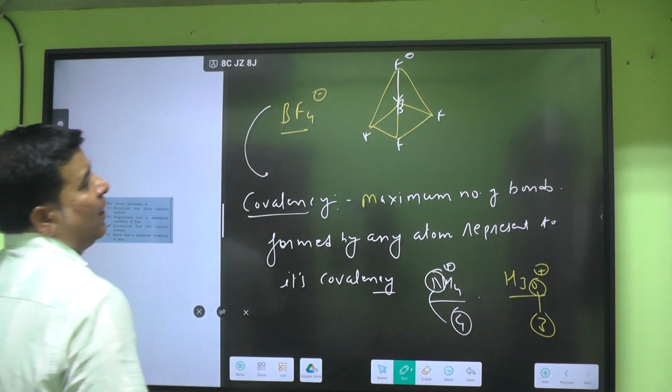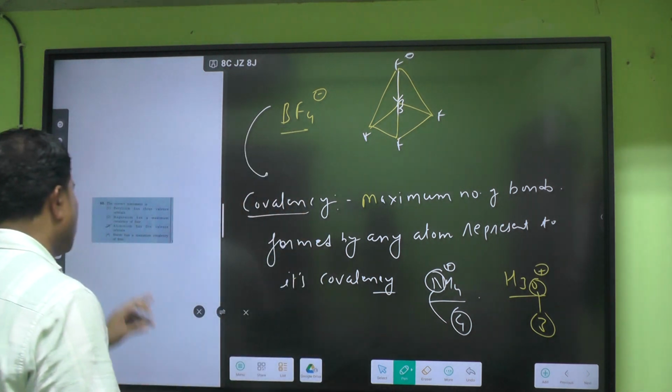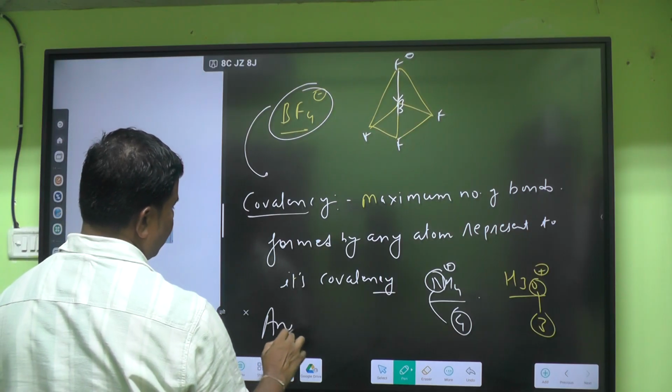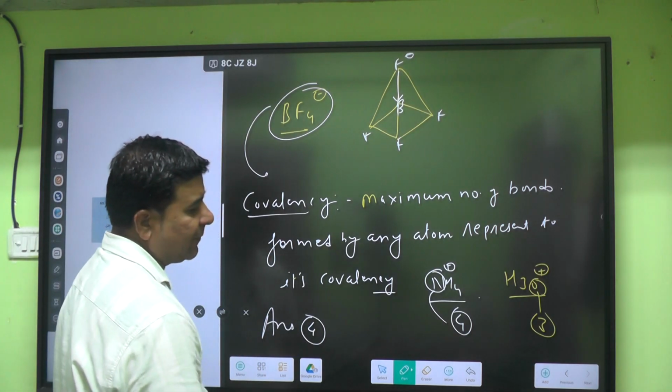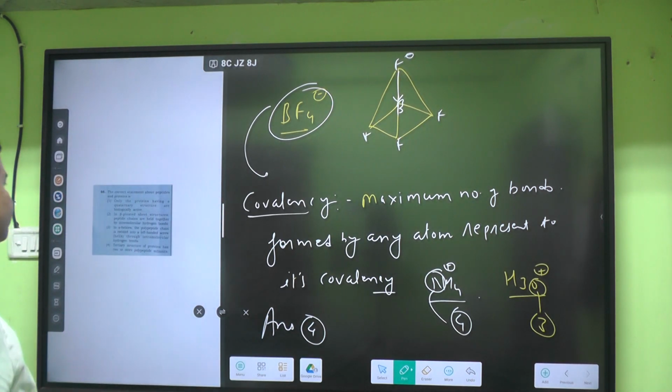So the maximum number of bonds formed by an atom represents its covalency. That's why here boron can form 4 covalency. That's why the answer, the fourth option, is correct. So remember this point. Now the next question we discuss is question number 66.